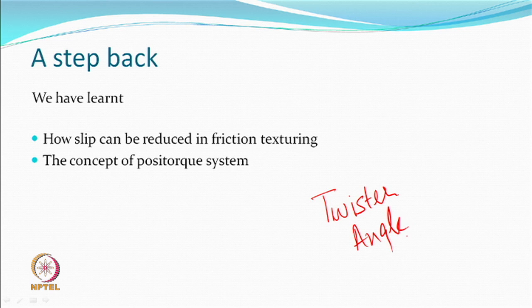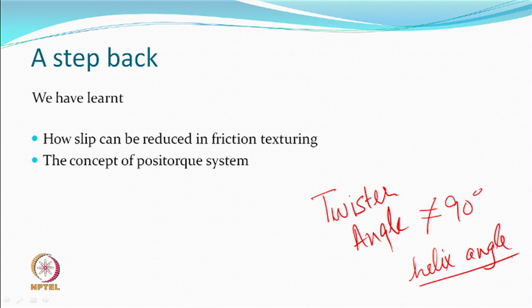And what we introduced was a twister angle. And we realized that the twister angle should not be equal to 90 degrees. If it is close to helix angle, then the slip can be reduced. But we can't really guarantee that the twister angle would be equal to helix angle. If it is not equal to helix angle, then there is going to be some difference in the force vector, and so the direction of the surface movement of the disc and the direction of the surface movement of yarn will not be the same. And if they are not the same, that much you can expect a slip.